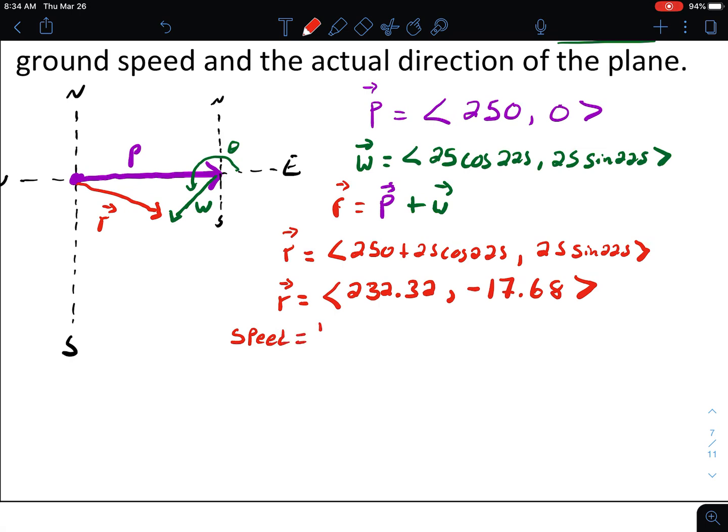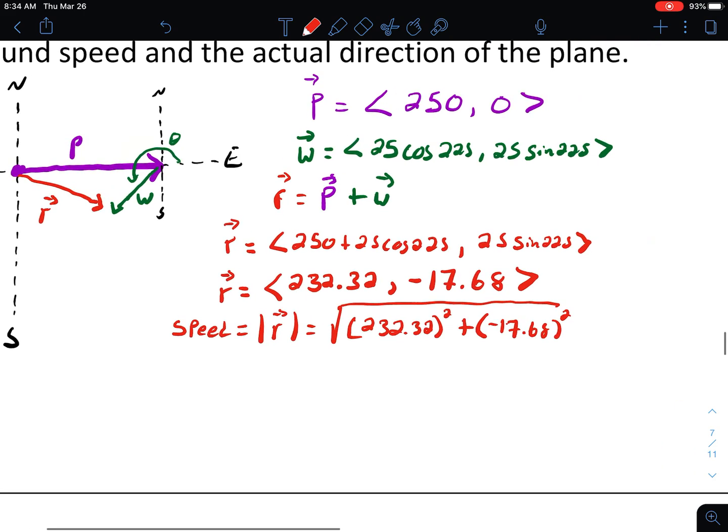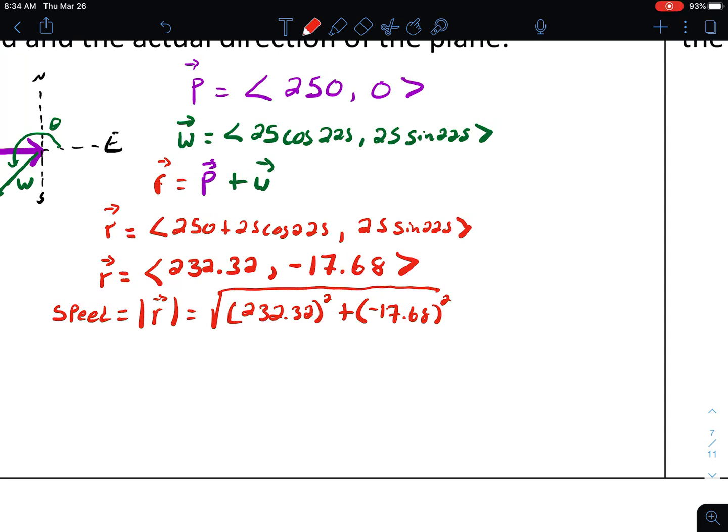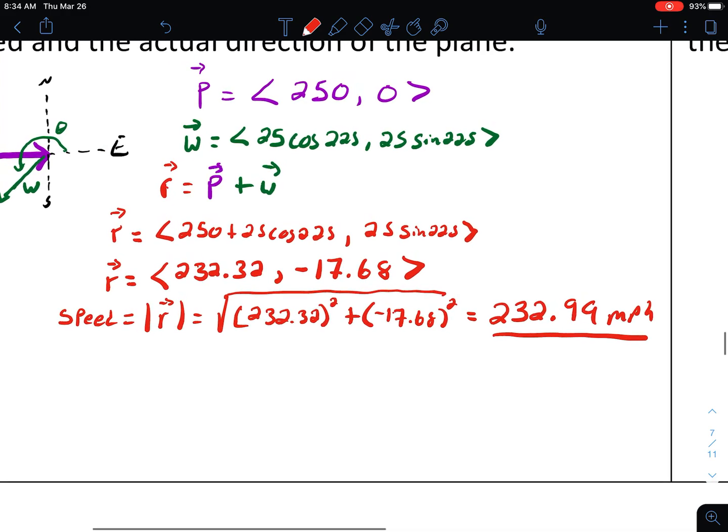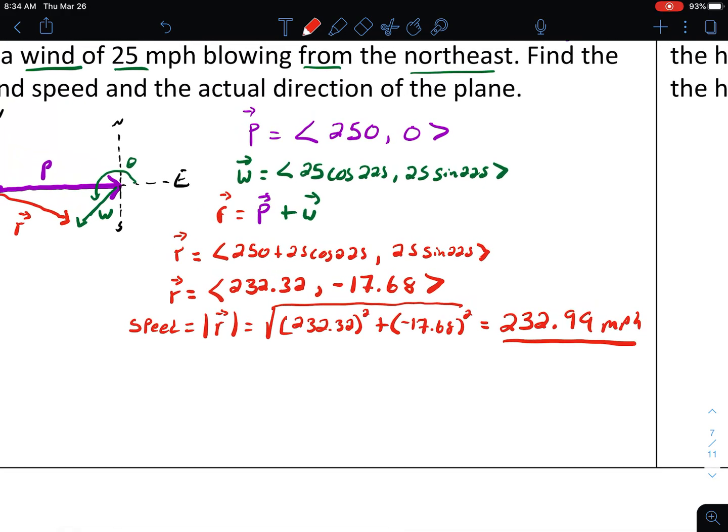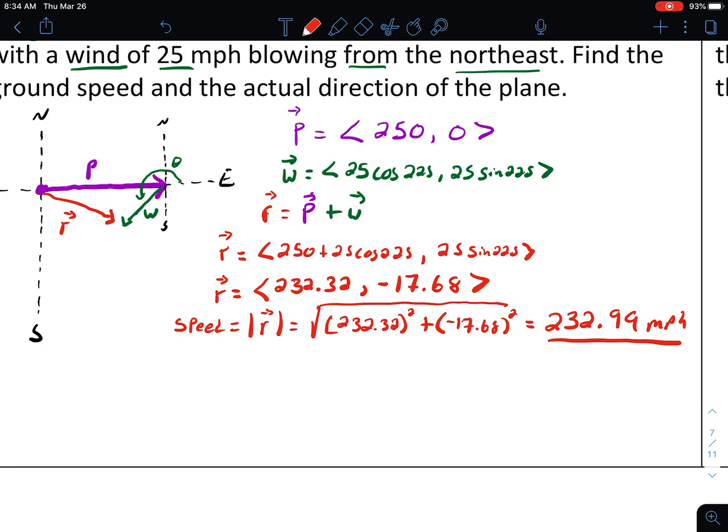And so now let's find the speed. Well, the speed of the plane is going to equal the magnitude, which is going to be the square root of the x component squared plus the y component squared. And that's going to give us 232.99 miles per hour. All right, so the wind has slowed the plane down by about 17 miles an hour.